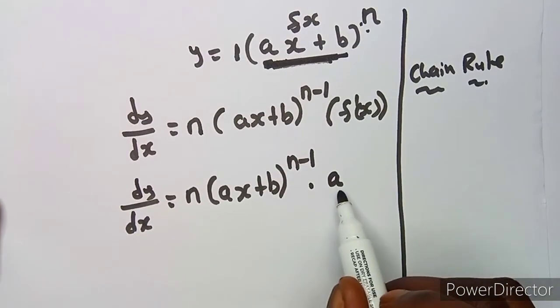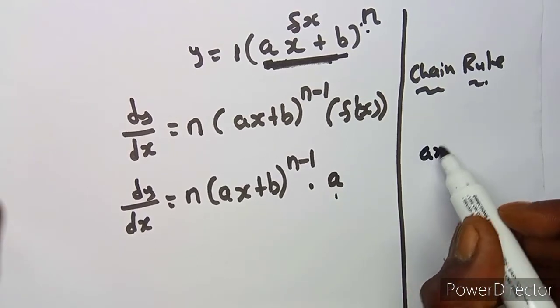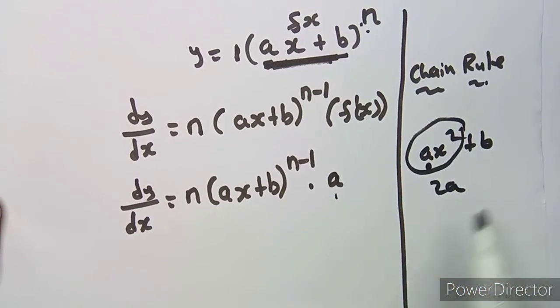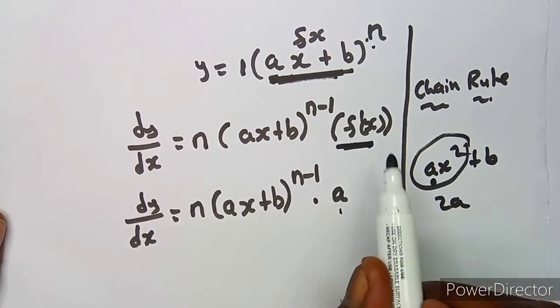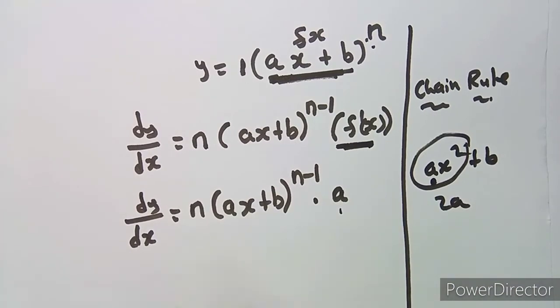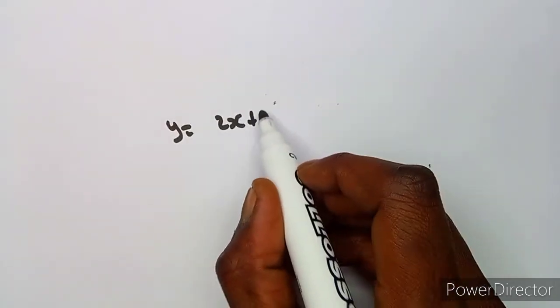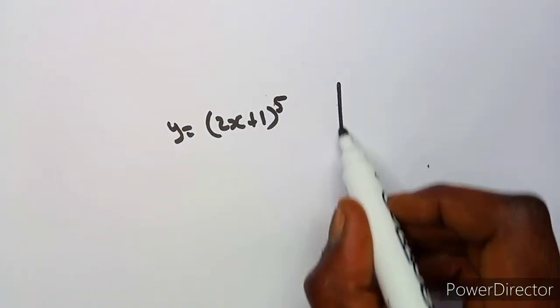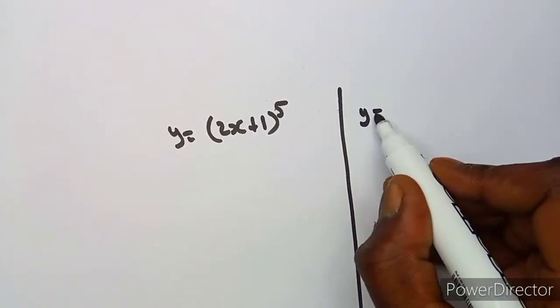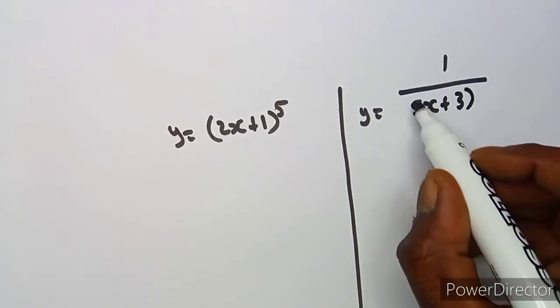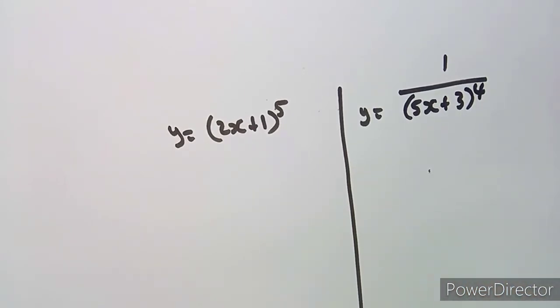It's not always just a, because what if it is ax squared plus b? It's no longer a, because here we've got x squared, so it's going to be 2a. That is why I'm writing it like this, so that you clearly know what's happening here. So where do I apply this type of derivative? In typical questions like this: y is equal to 2x plus 1 to the exponent of 5, or y is equal to 1 over 5x plus 3 to the exponent of 4. There are so many typical questions that apply this.